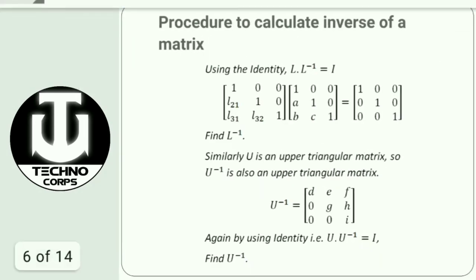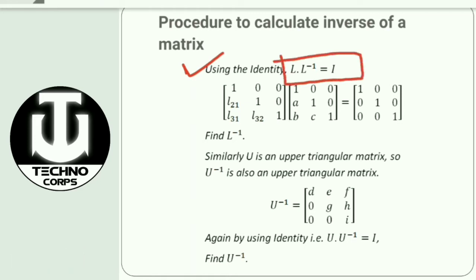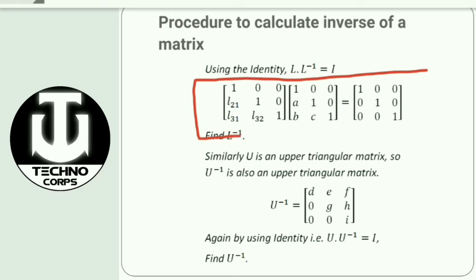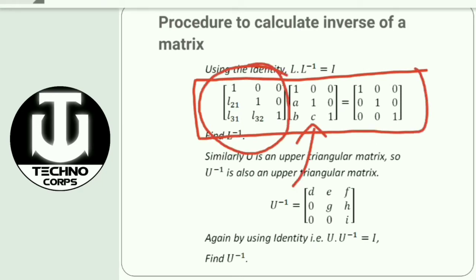What we will do next, using the identity of a matrix, is that L into L inverse can be written as I. What is I? That is the identity matrix. So L into L inverse is I. What is my L? That is the lower triangular matrix of this format. What is L inverse? Suppose of this format. The product of these two will be my I. So with the help of this equation, if we have the matrix L, we can find the value of L inverse.